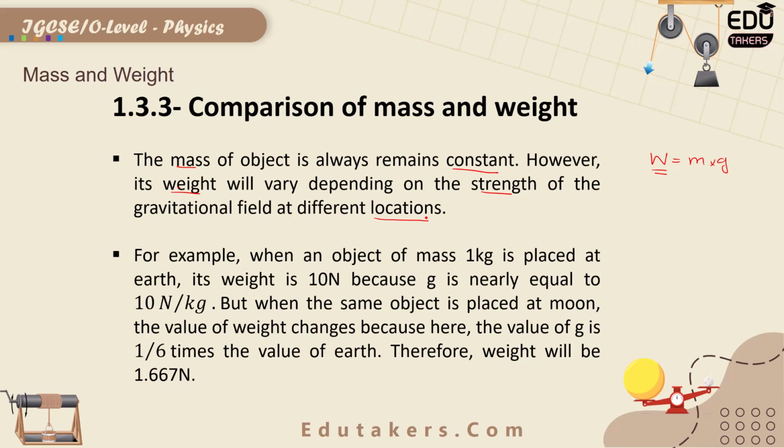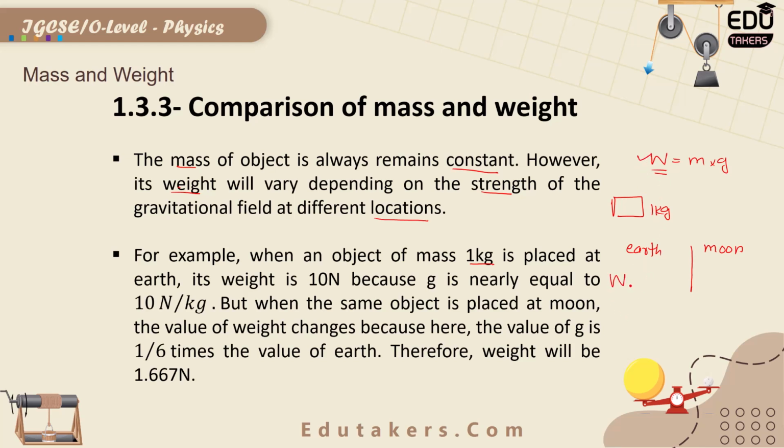For example, suppose that an object of mass 1 kilogram is placed on the earth and the same object is placed on the surface of the moon. You can see the mass of the object is the same. I take any object whose mass is 1 kilogram. First of all, I place it on earth and then after that I place it on the moon. Then you need to find out the value of the weight at both of these locations. You know that the weight formula is the product of the mass and gravitational field strength.